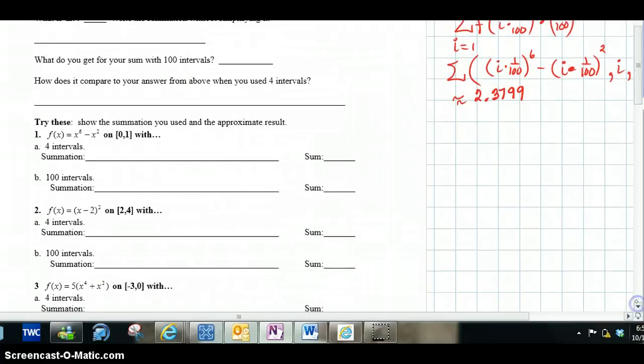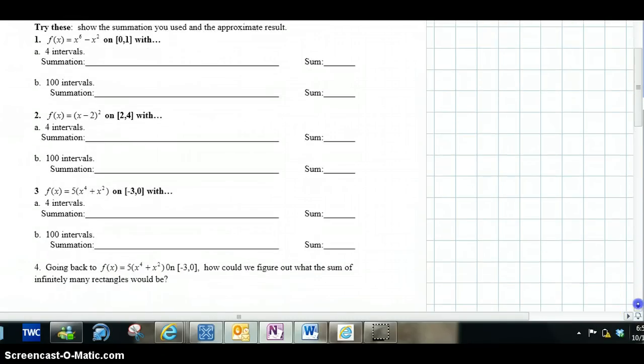Now, in part 2 of Try These, there's going to be a little change because our interval does not start at 0. It now starts at 2. So we're going to take the parabola x minus 2 squared on the interval from 2 to 4, which is a parabola that has a horizontal translation of 2 units. When x is 2, y is 0. When x is 4, y is 4.